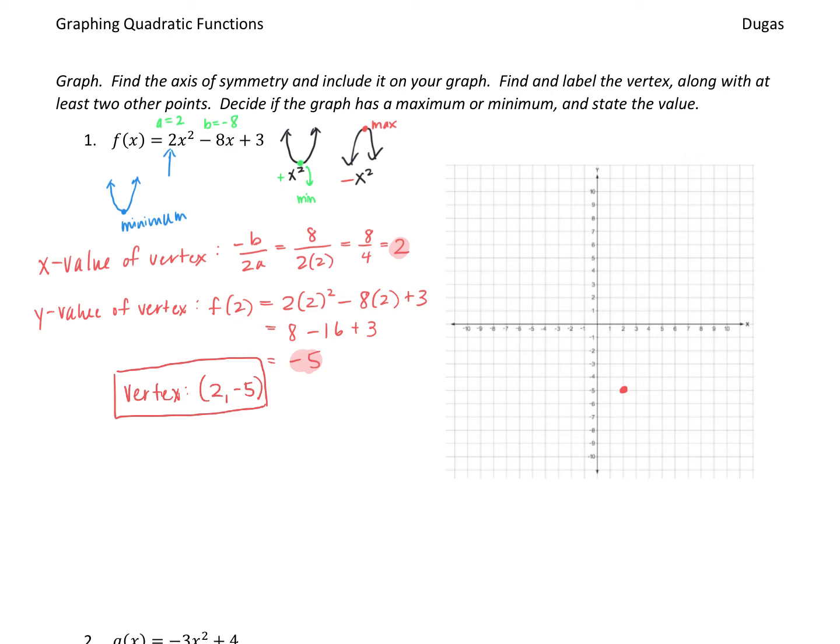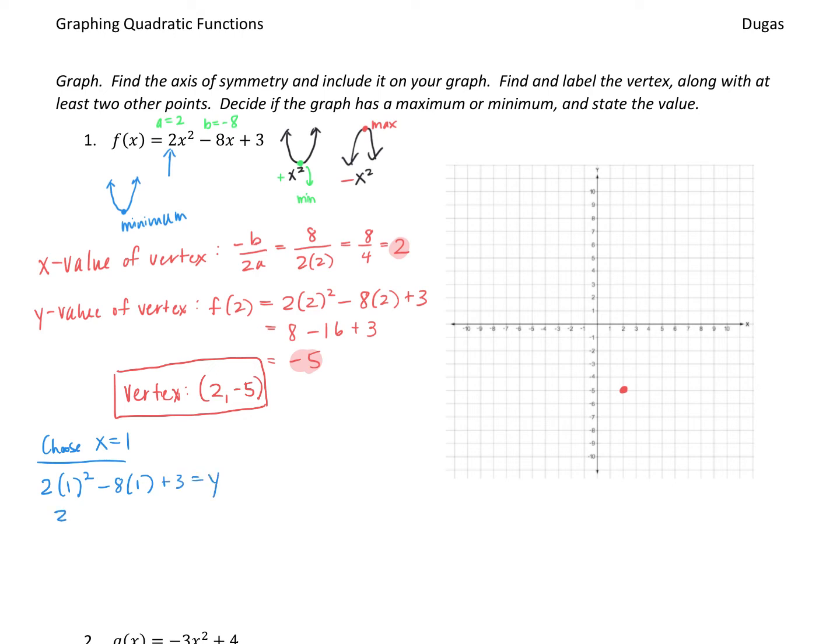I like to choose x values around the vertex. So since the vertex is at 2 on the x-axis, I would pick 1 and 3 to plug in and see what I get for y values. So I'm going to choose x equals 1, and I'm going to plug it in and see what I get. So 2 times 1 squared minus 8 times 1 plus 3. That's going to give me my y value.